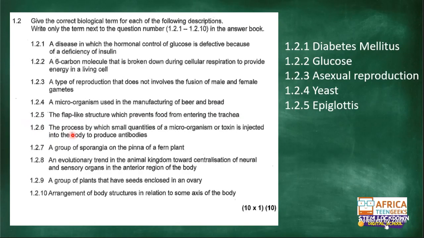And then 1.2.6, the process by which small quantities of a microorganism or toxin are injected into the body to produce antibodies. We did this yesterday. We explained this process yesterday. Remember when we were discussing malaria? Yeah, we covered it with malaria. What is this process by which small quantities of a microorganism or toxin are injected into the body to produce antibodies?